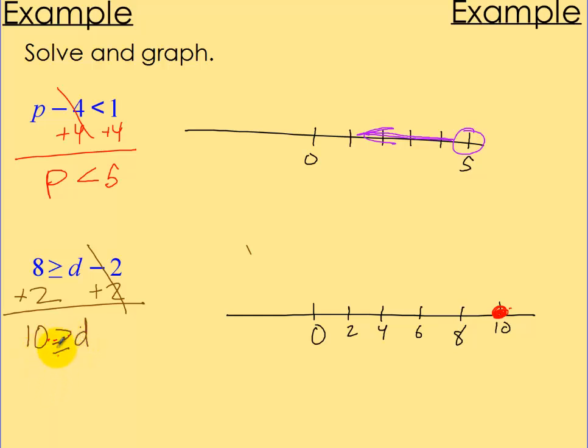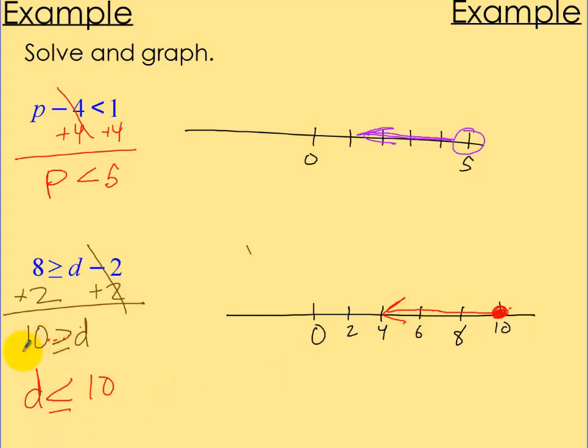So another way to make this work out, you want to put the variables on the left side. So let's flip this whole inequality. If you flip the d and the 10, you must also flip that inequality sign. So it's going to be d is less than or equal to 10. So it's actually, the arrow is going to the left, less than.